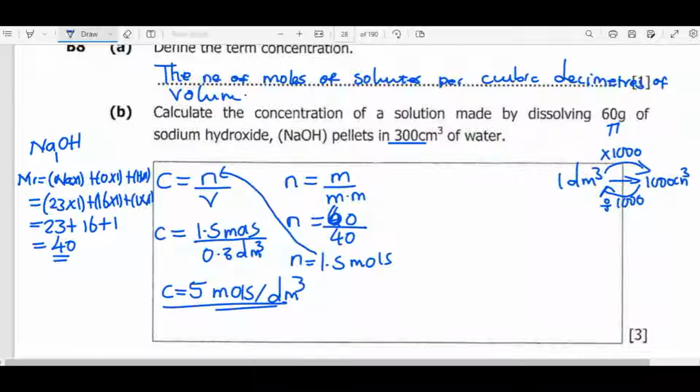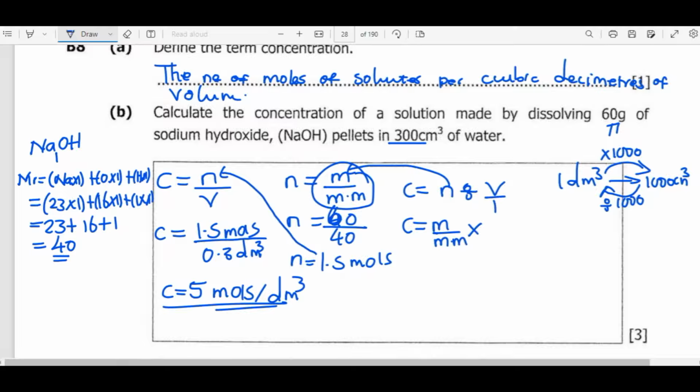Or we can say concentration is equal to number of moles divided by volume. So where there is number of moles, we can substitute with this formula if we want to do it at once. So this will give us mass over molar mass, all over V. Let's change this operator into multiplication. So this will be 1 over V. So if we want to do it at once, this will be mass over molar mass times the volume.